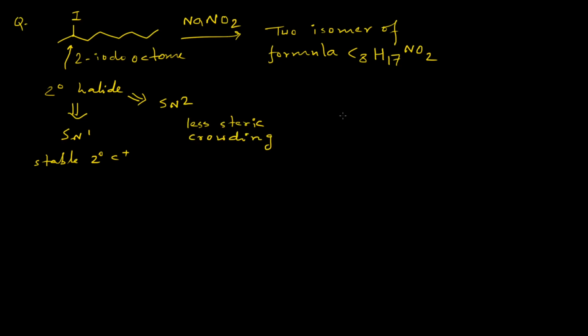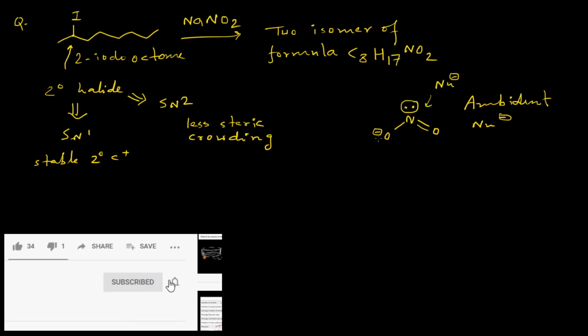Now we have to consider the nucleophile itself, which is the nitrite. So if we consider the structure of the nitrite anion, it looks like this. This is a classic example of an ambident nucleophile, where you can see that this lone pair can be donated to an electrophilic center, and that's why this nitrogen center behaves as a nucleophilic center, as well as this O- can also act as a nucleophilic center.